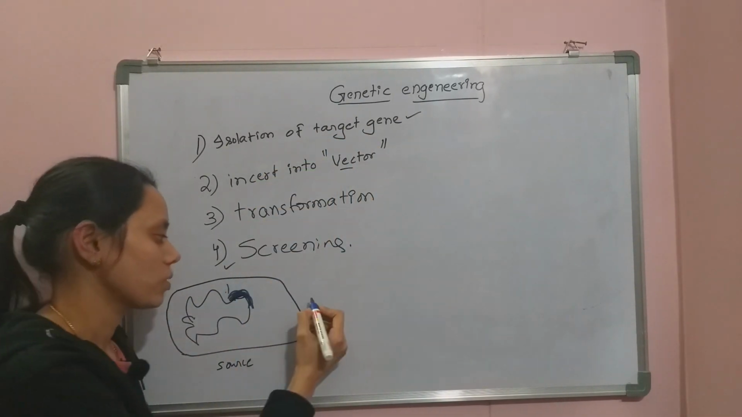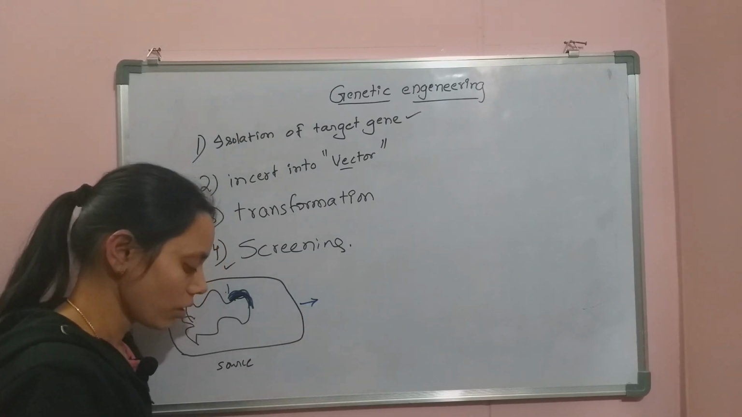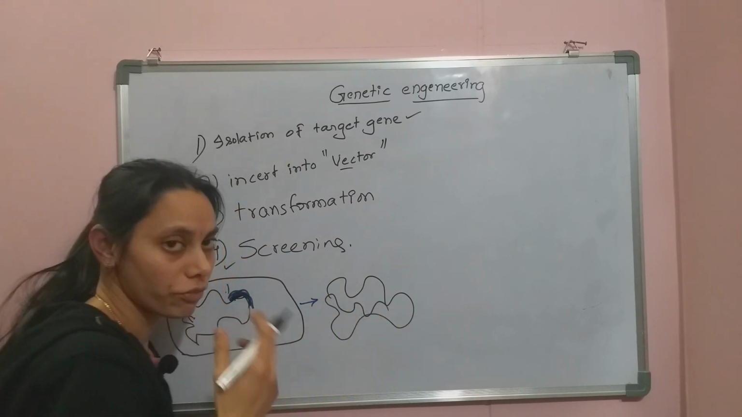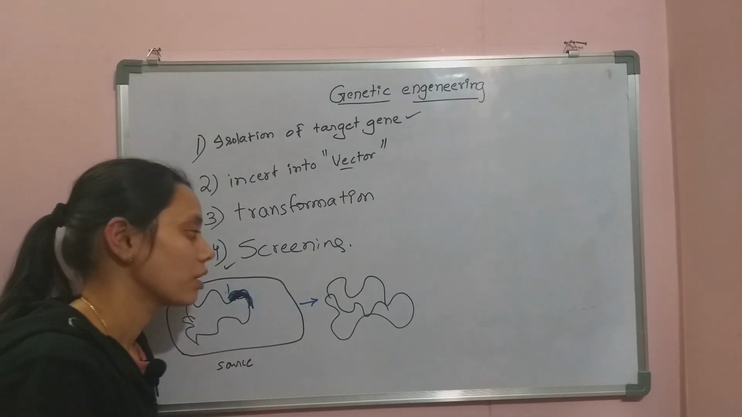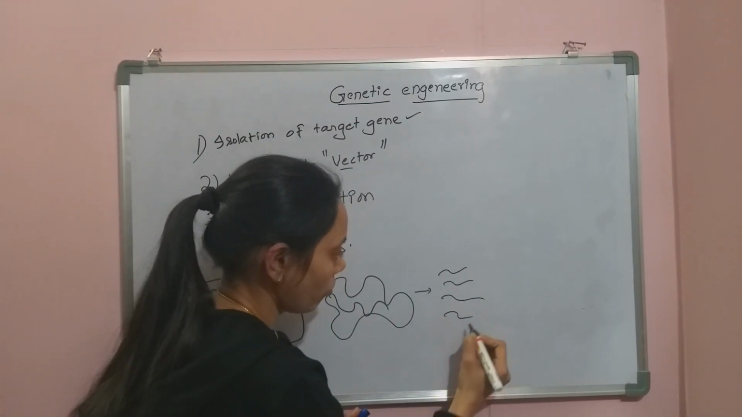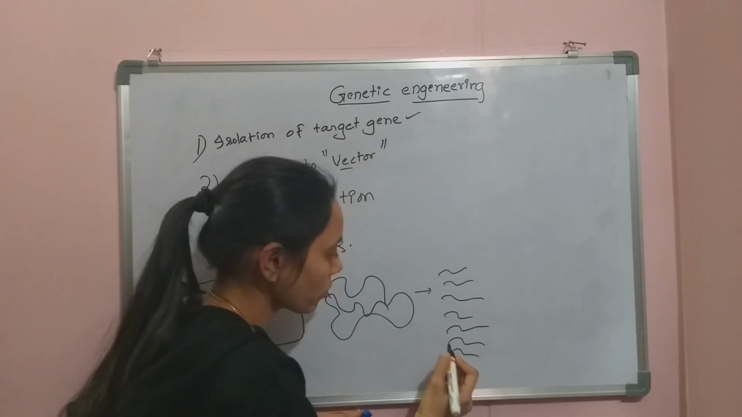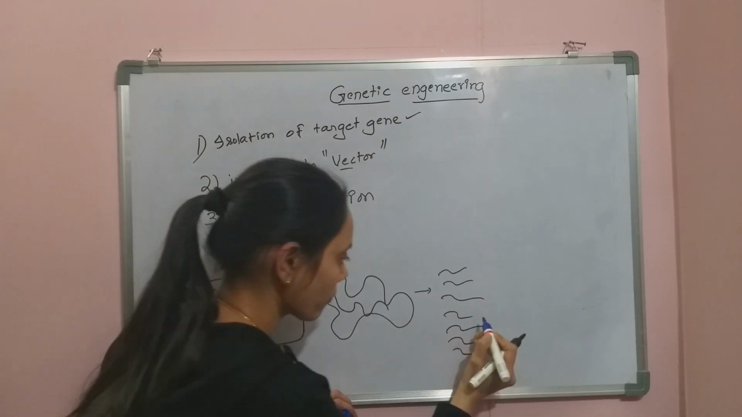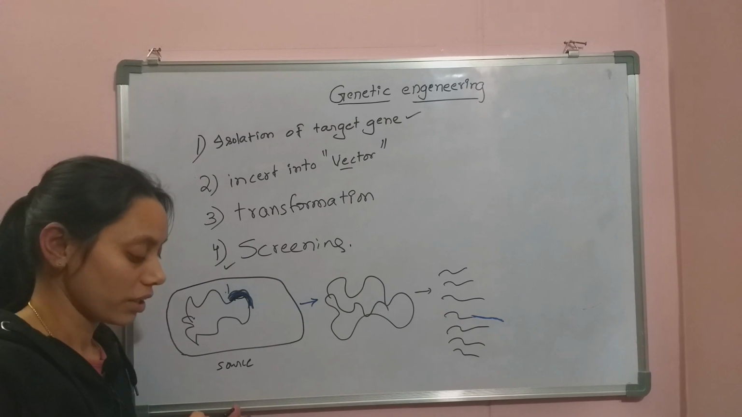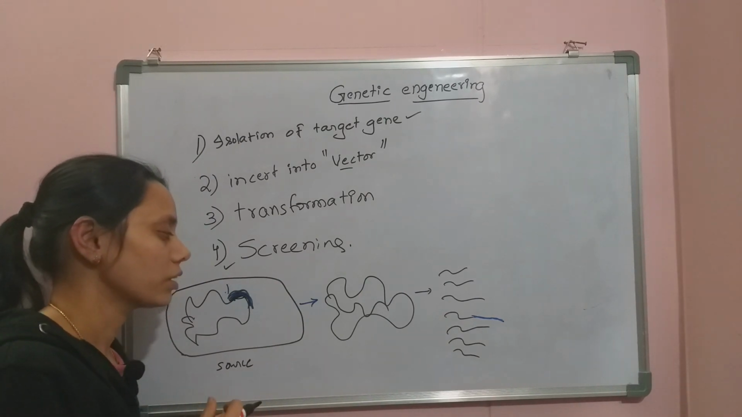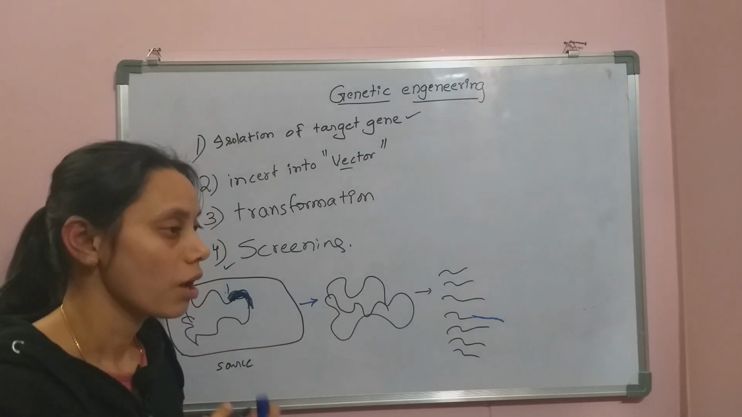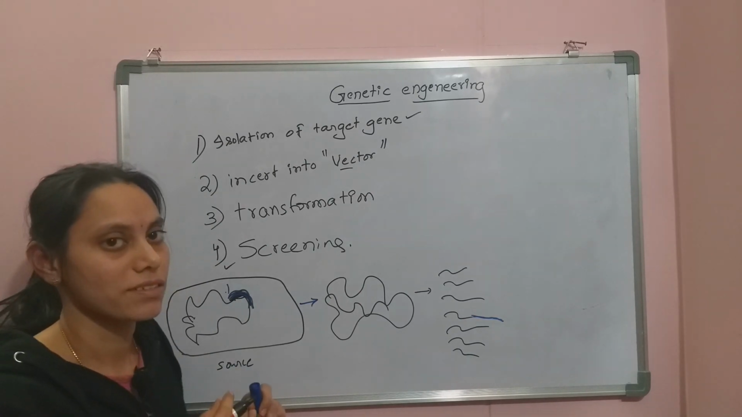So how do we isolate the target gene? First we need to isolate the whole DNA. So the first step is isolation of DNA from the source organism. Then we need to make it into small fragments. What we expect from this is that one of the fragments has this target gene. Generally the DNA isolated from an organism will be cut with molecular scissors.